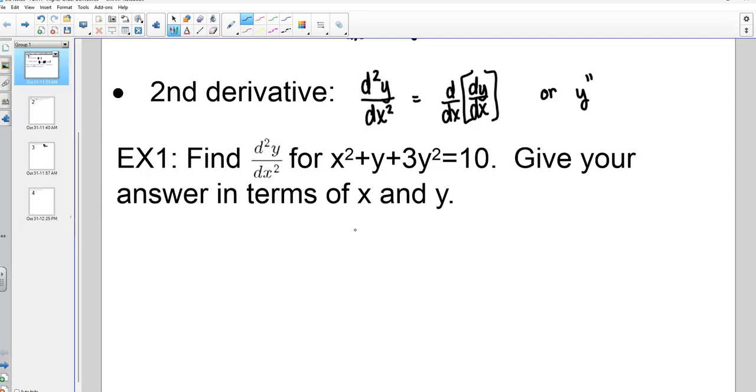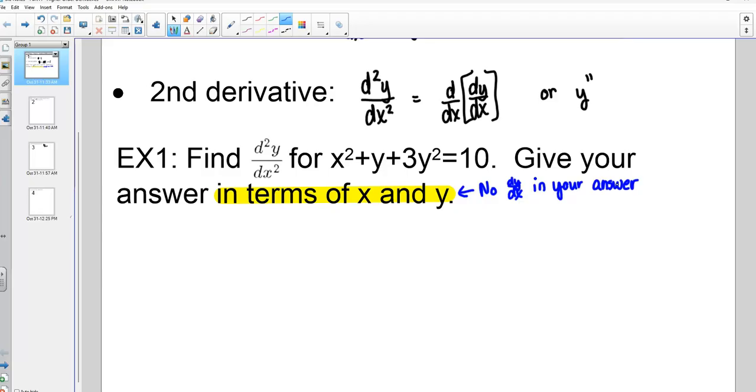The type of problem we're going to see is just going to ask us to find the second derivative for some sort of function, and we are going to have to give our answer in terms of x and y. What that means when it says give your answer in terms of x and y is no dy/dx in your answer. And we'll see as we go along what that's going to look like.